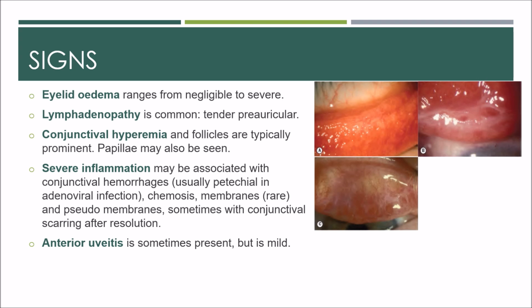Now, upon examination, there is eyelid edema, which ranges from negligible to severe. Lymphadenopathy is common, and tender preauricular nodes are observed. Conjunctival hyperemia and follicles are typical in cases of viral conjunctivitis. Papillae may also be seen, particularly in the superior tarsal conjunctiva.